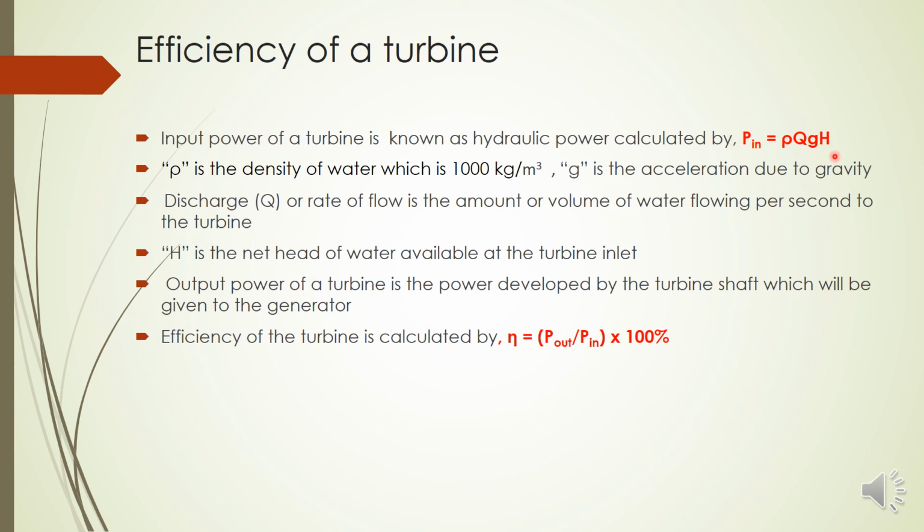Just study this basic equation for hydraulic power, rho QGH, and substitute Q and H in SI units and find out the input power. The output power will be given, and just divide and convert into percentage. So with this we are stopping this session. It's a very important topic. So try to study the figure and the working, and what are the differences between each turbine. And for more understanding, just visit the animation videos available in the description box. Thank you.